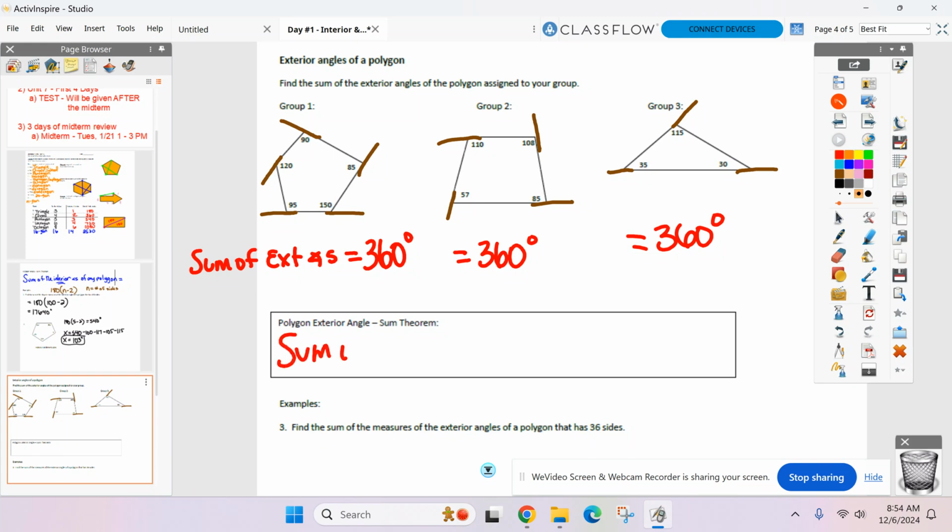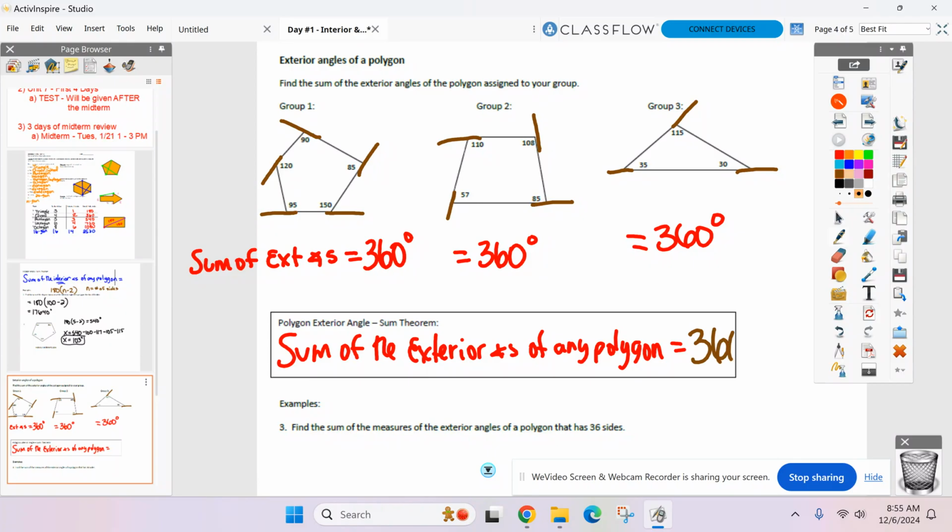The sum of the exterior angles of any polygon. I have no formula for you here. What am I just going to set it equal to? That's it. Pentagon, octagon, 50-gon, does not matter. The sum of the exterior angles will always equal 360, no matter the number of sides. Always. No fancy formula.